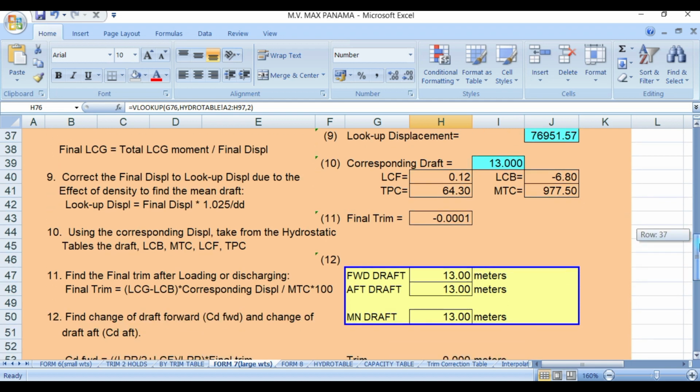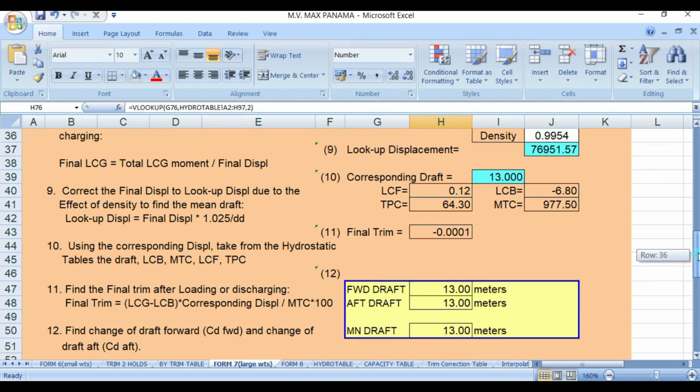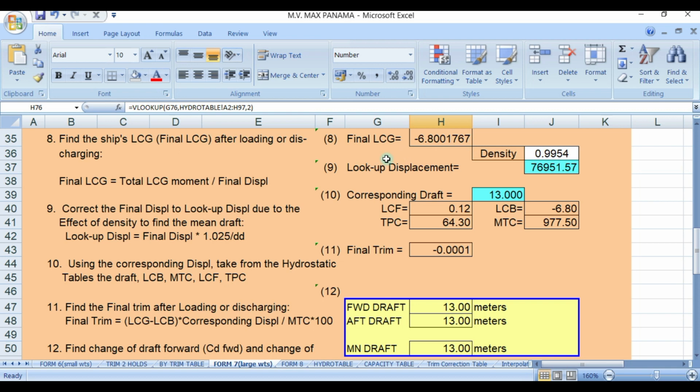Okay. And number 10, you will compute what will be the final trim. So number 11, the final trim is LCB minus LCG minus LCB times corresponding displacement over MTC times 100. Okay? This is the formula for getting the final trim. This one. So what is your LCG? LCG is this one. Final LCG.